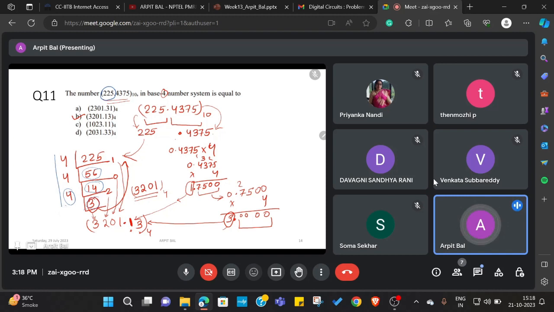Okay, so one student asked me that how do we know when to stop the long division method.